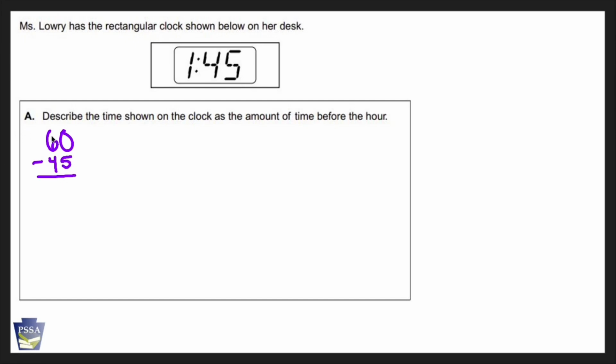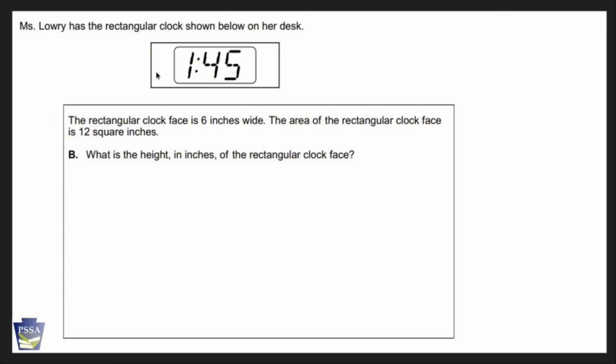So you do regular subtraction. Borrow the 1 from the 6, make it a 5. 10 minus 5 is 5. 5 minus 4 is 1. So this is going to be 15 minutes before. Now what comes after 1 o'clock? 2 o'clock. So 15 minutes before 2 is going to be the amount of time before the next hour. Okay, part A, complete.